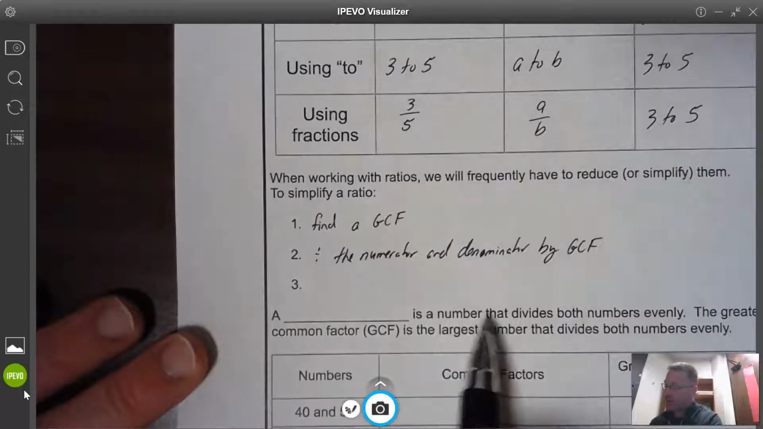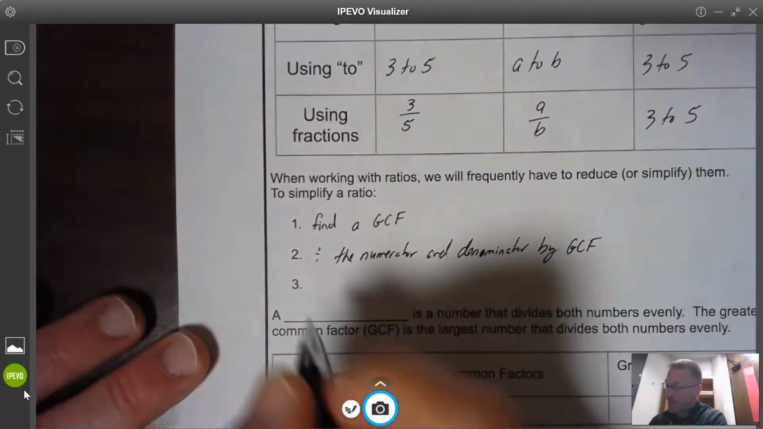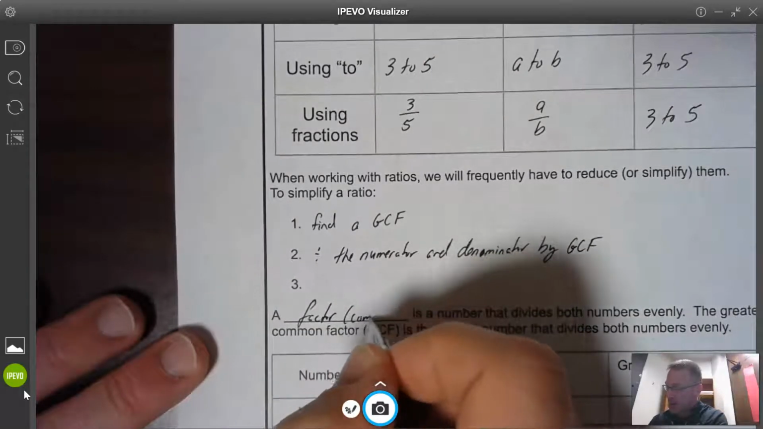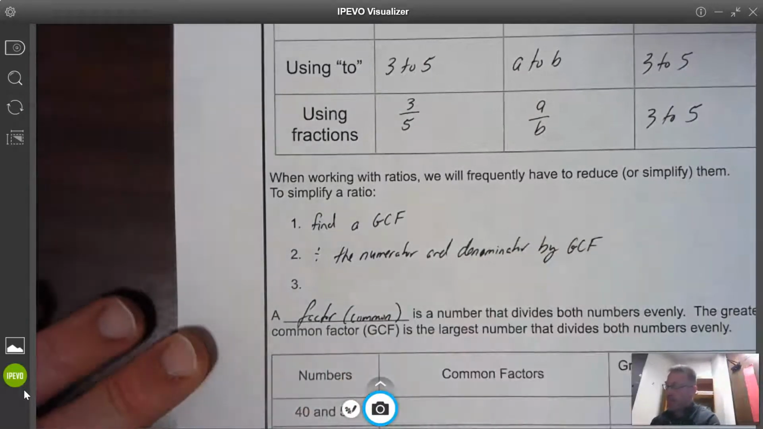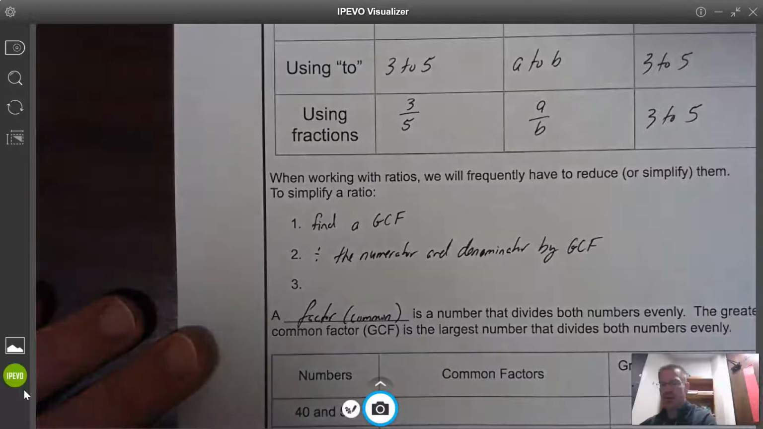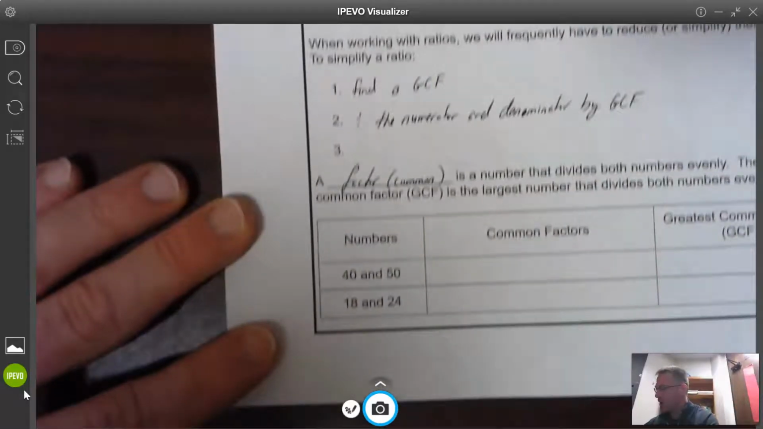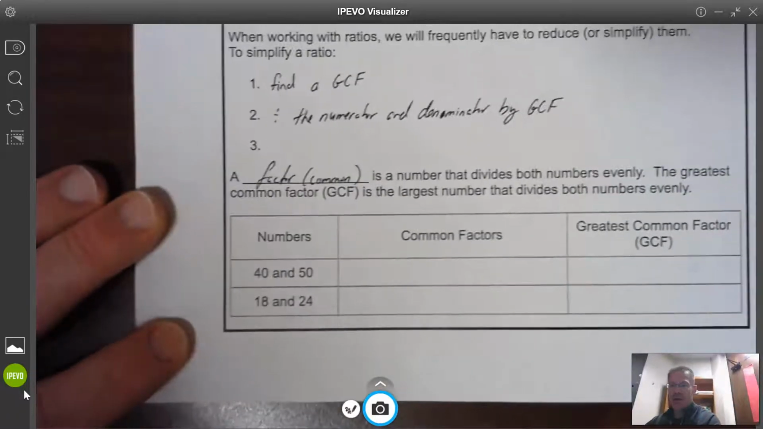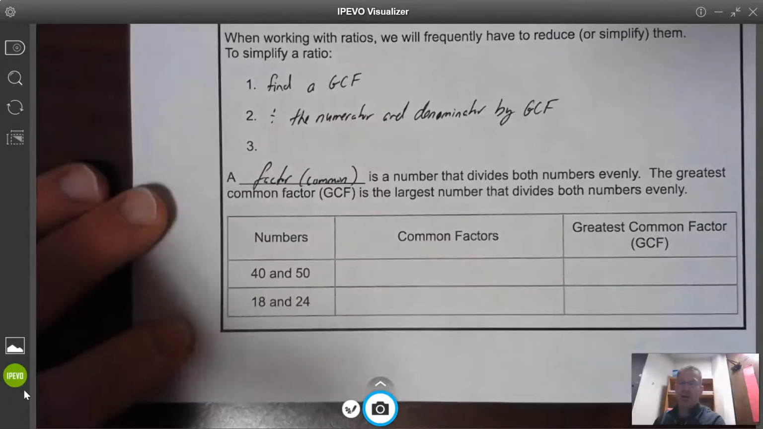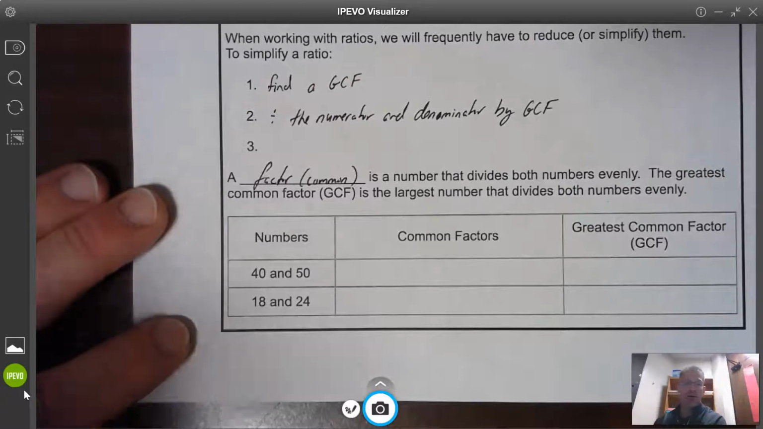Now I kind of get to this definition here. A factor is a number that divides both numbers evenly, and really it's a common factor, because it has to divide both numbers. That's why it's got to be common. And the greatest common factor is the largest number. And that's typically what we want to look for, although you don't have to know the greatest common factor. It just means that if you pick the greatest common factor first, you're going to get to that simplified version sooner as opposed to later.